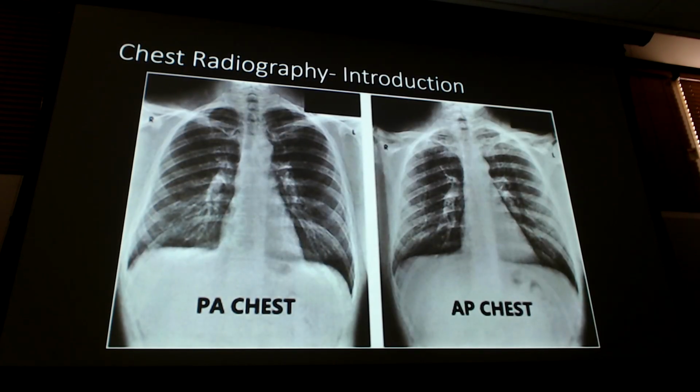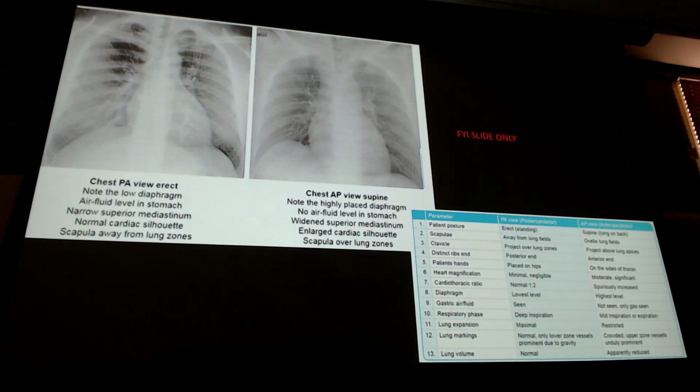Here's your PA AP chest again, repeating the magnification stuff. Okay. FYI slide only. I know that it's a little underexposed, but this is really breaking down the differences in words of the AP versus the PA. This chart here, guys, I don't care about all this. I'm not testing you on it, but it could help you understand the AP versus the PA. Again, I will tell you if it's an AP or a PA. But this will help you understand why it happens the way it happens.